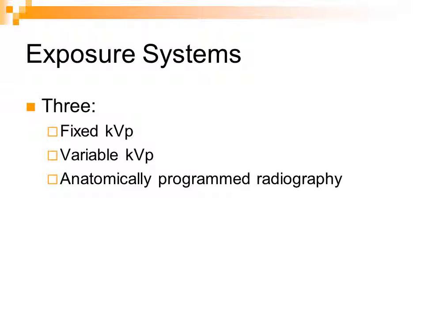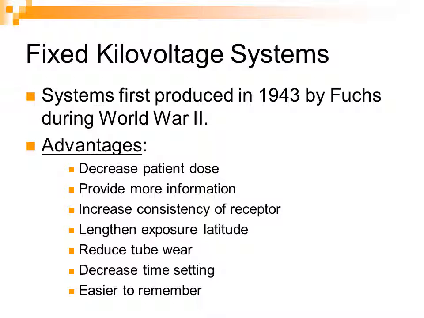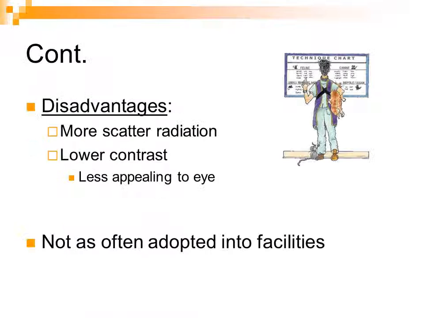Exposure systems. There are 3 types that we're going to discuss: the fixed kVp, variable kVp, and anatomically programmed radiography. Fixed kilovoltage systems were first produced in 1943 by Fuchs during World War II. Advantages: decrease patient dose, provide more information, increase consistency of the receptor, lengthen exposure latitude, reduce tube wear, decrease time settings, and easier to remember. Disadvantages: more scatter radiation, lower contrast, which is less appealing to the eye.